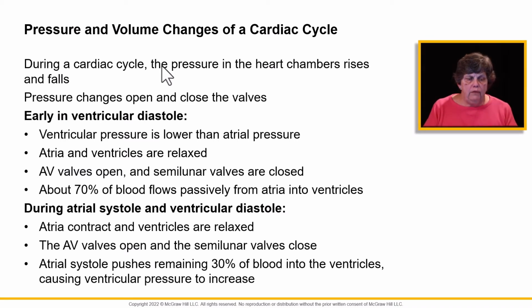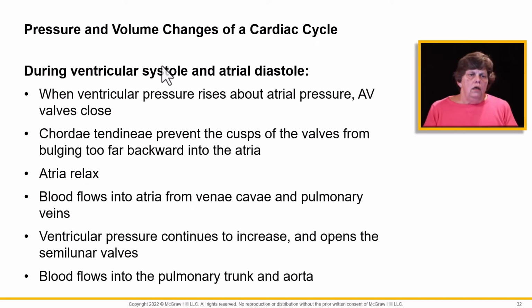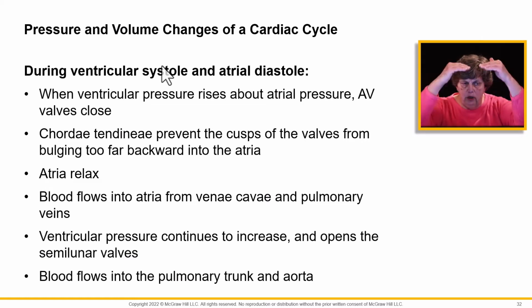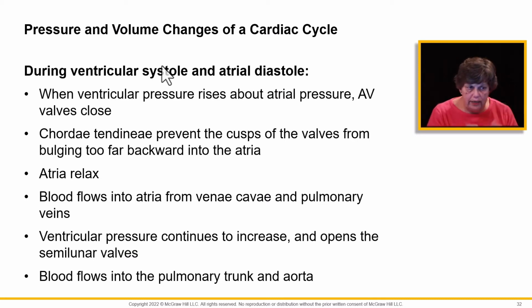Atrial systole just basically pushes the remaining blood that's in those atria. There's a little bit left, but it pushes it into those ventricles, and that causes that ventricular pressure to increase. When the ventricular pressure rises above the atrial pressure, the AV valves close. The chordae tendineae prevent the cusp of the valve from bulging too far back up. That's the whole idea. The atria relax because it's done its job. It's pushed the blood down into the ventricles, all right?